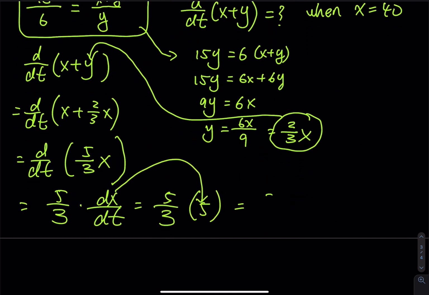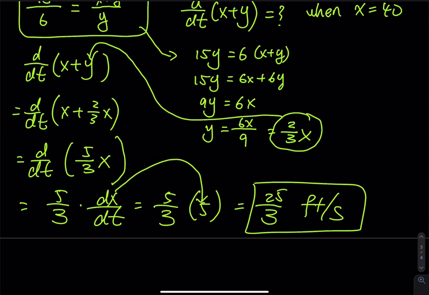So you have 25/3 feet per second. That is the answer that we are looking for. And you are right, we don't need to use the 40 at all in this problem. So that's why I said this problem is a little bit different than the rest of the problems.